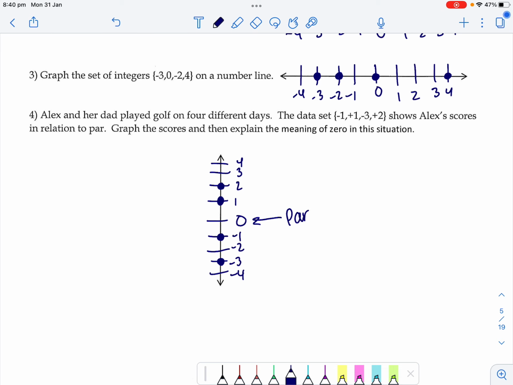So these scores are going to be above par, okay? And those are going to be your not so good scores. So if you're above par, that's not a good thing. And then down here is going to be your below par, and that means that you played really well. So this is an example of how we can use those real world situations on a number line.